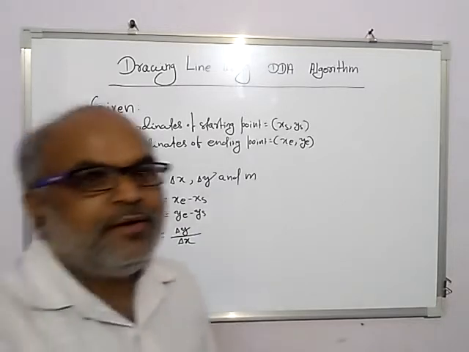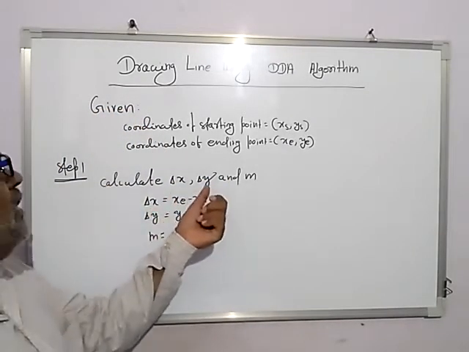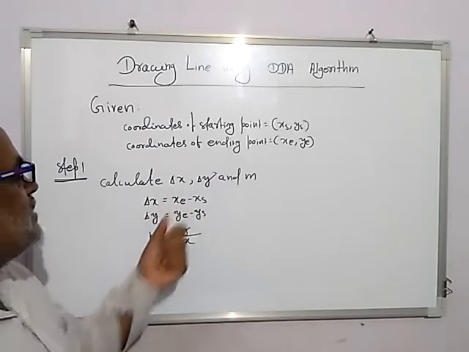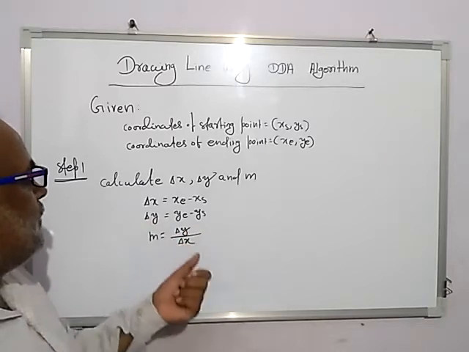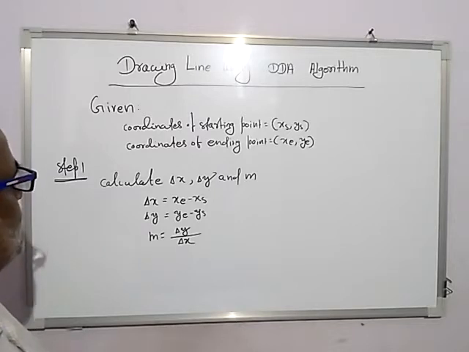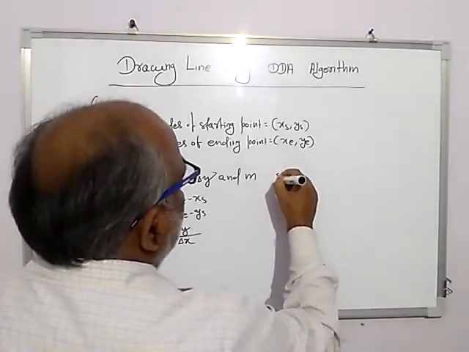In step 1, if two points are given, you have to calculate delta x, delta y and m for the given points. That is, delta x equals xe minus xs, delta y equals ye minus ys, m equals delta y by delta x. This is step 1. So what is step 2?